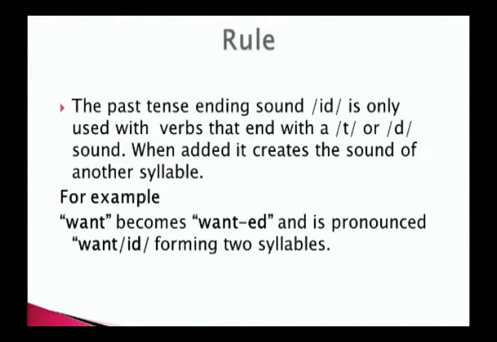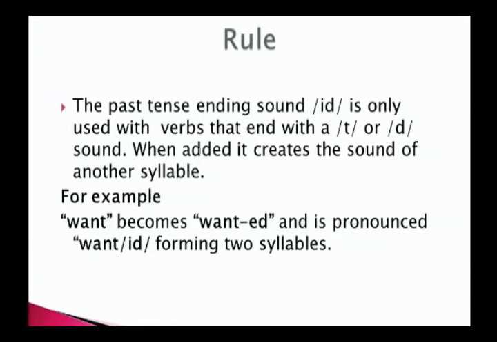The past tense ending sound id is only used with verbs that end with a t or d sound. When added, it creates the sound of another syllable. For example, the verb want becomes the past tense verb wanted, which is pronounced wanted, forming two syllables, want and id, wanted.